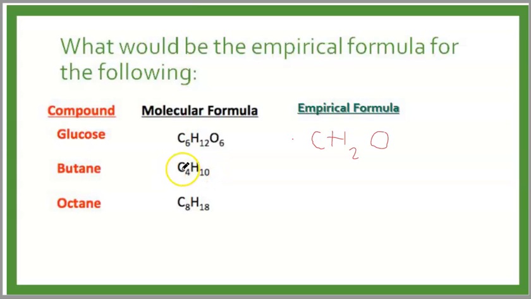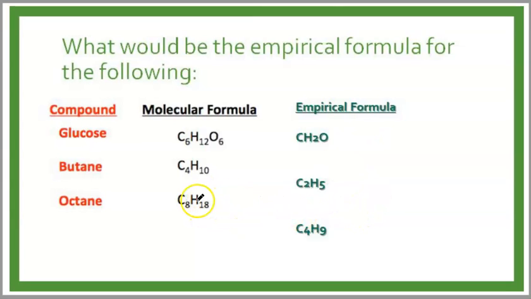Okay, next one. We're going to divide them both by 2. So I would have C2H5. Okay, next, we divided these by 2. So 8 divided by 2 is 4, and 18 divided by 2 is 9. So we're just reducing when we can.